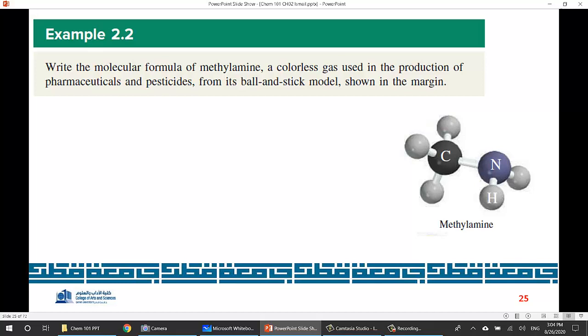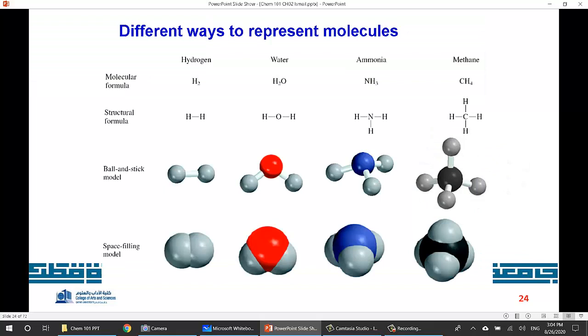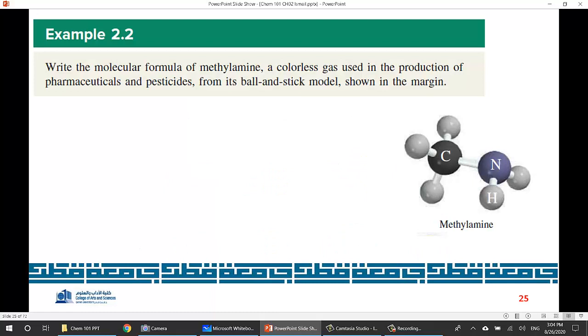This example asks you, write the molecular formula of methylamine, which is a colorless gas used in the production of pharmaceuticals and pesticides, from its ball and stick model shown in the margin. So here you have a picture of a molecule called methylamine, and you're asked to write down the molecular formula. If you see this table again, the molecular formula would be the first row here. So we need to write this as a molecular formula. If you count how many elements we have, 1 nitrogen, we have 1 carbon. The carbon is attached to 3 hydrogens, and the nitrogen is attached to 2 hydrogens.